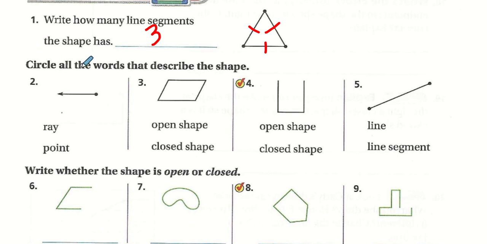This one says, circle all the words that describe the shape. So as you look at each one, you got to read the lines underneath it and see, are both of them true or just one?